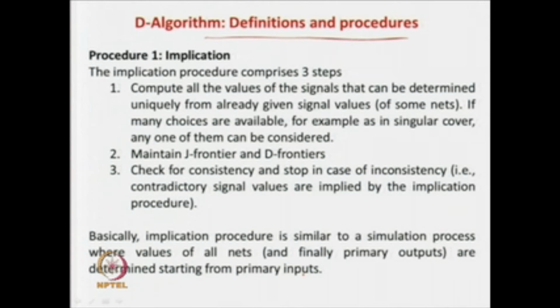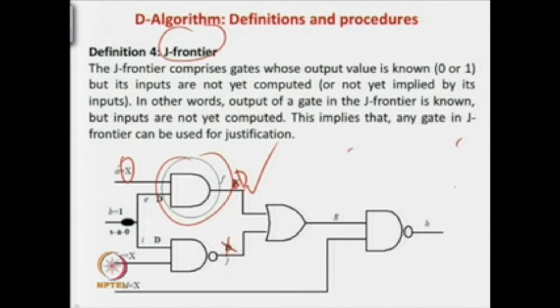So what basically does implication do? We compute all the values of the signals that can be determined uniquely from the given signal values of some nets. Say for example, we will take this one. So initially everything is X. When you start your design or start your implication procedure, everything is X over there.